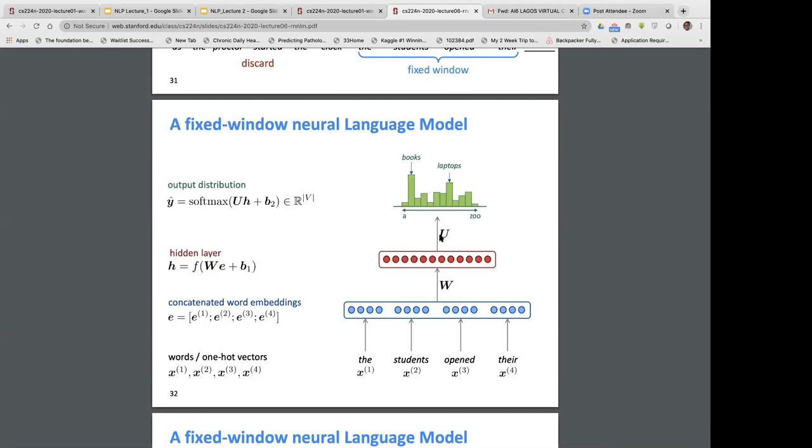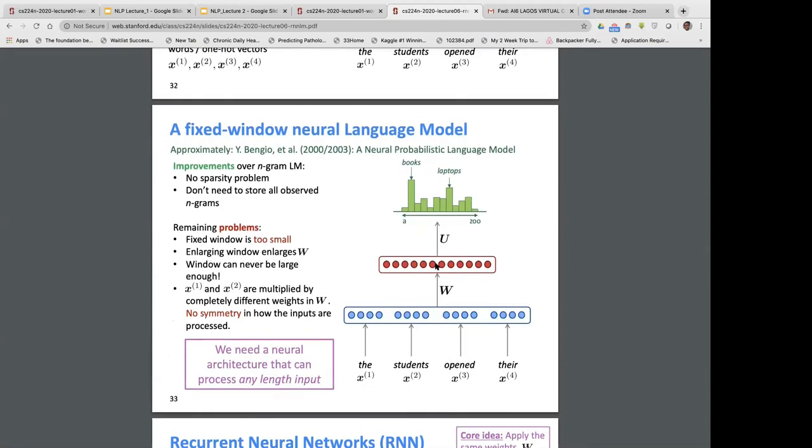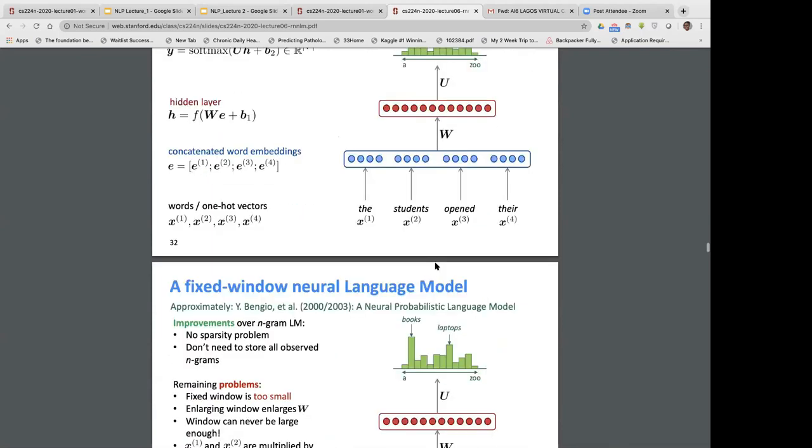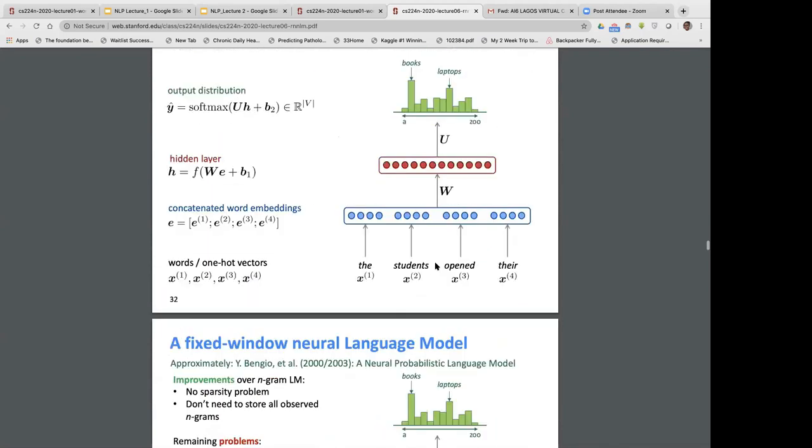Then to get the probability of the next word, you compute a softmax over the output. Depending on the number of words in your vocabulary, softmax just gives you relative probabilities. Here we can see that all the words in our vocabulary are from A to Z, but the highest probabilities are books and laptops.